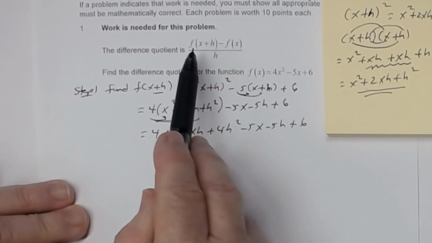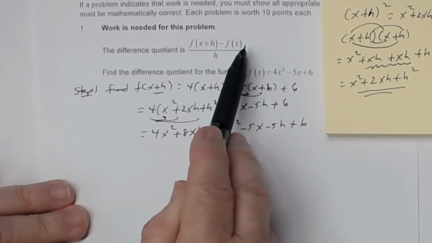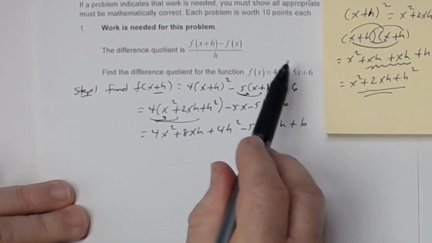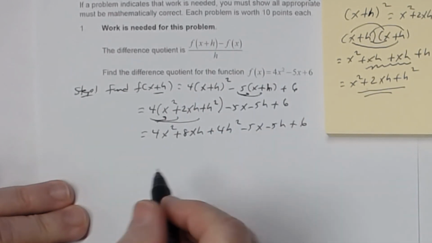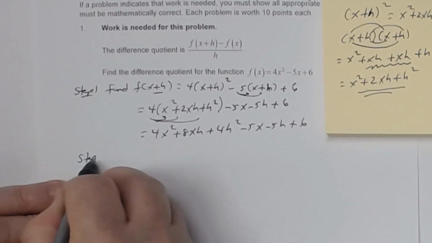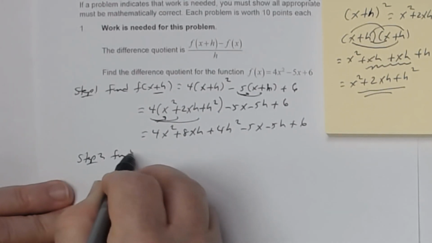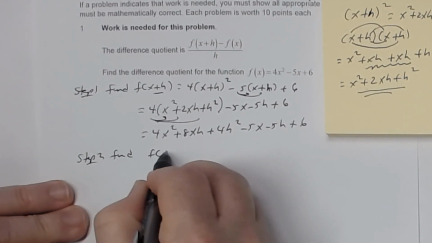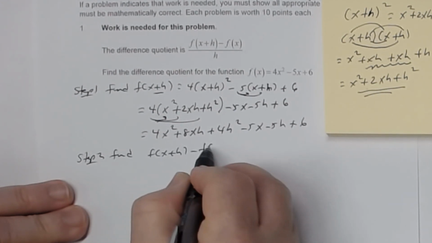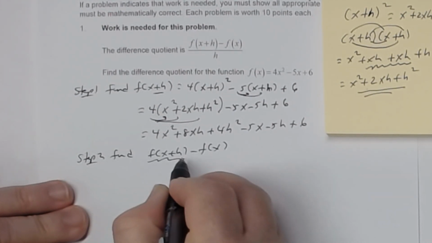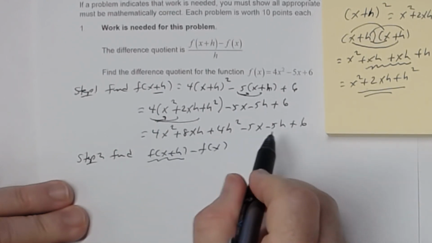Now what we're going to do is take what we just found and subtract the function from it, which is this quadratic function. So in other words, step 2, you're going to say: now I'm going to find the numerator, which is basically f of x plus h minus f of x. So I found this. That was step 1.